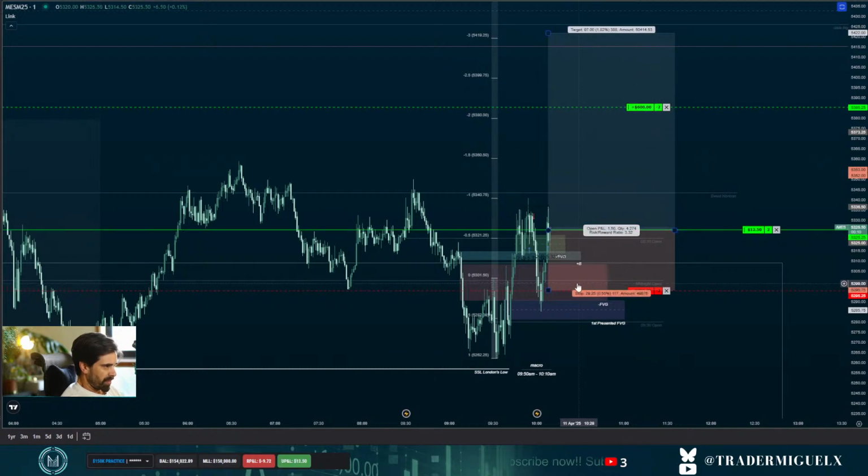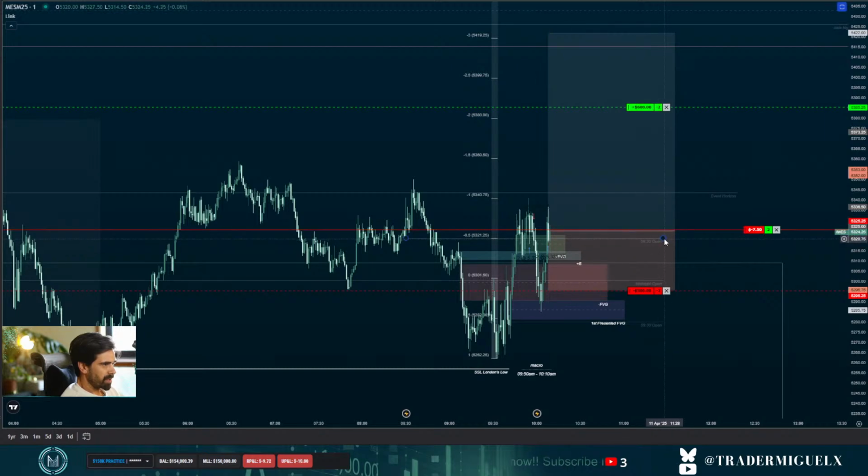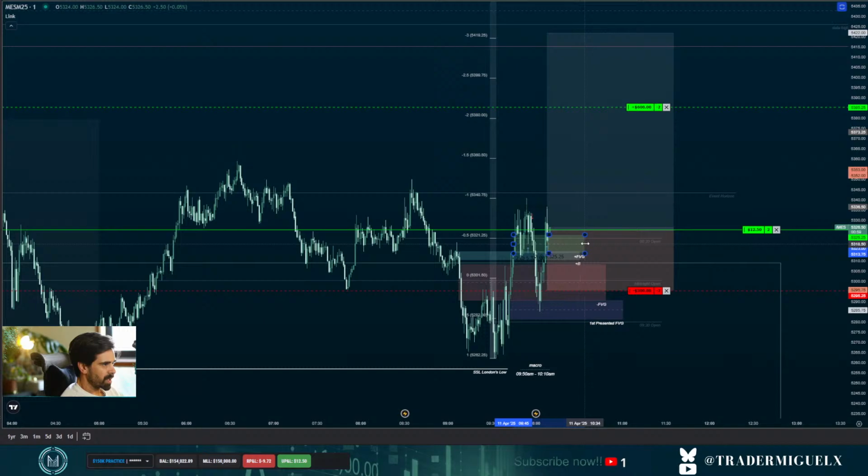At this point, I don't think that we will eventually face midnight open. I guess 8:30 should be our biggest support here, because we have some bullish PD arrays right at that open.